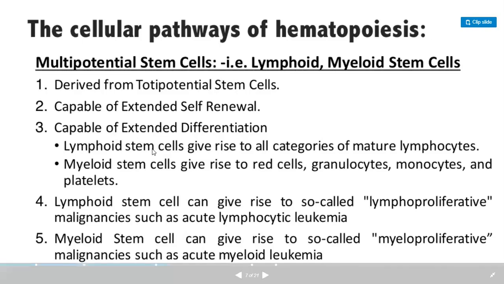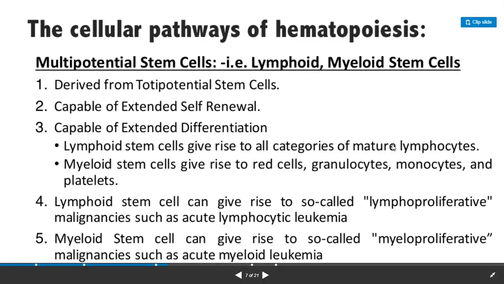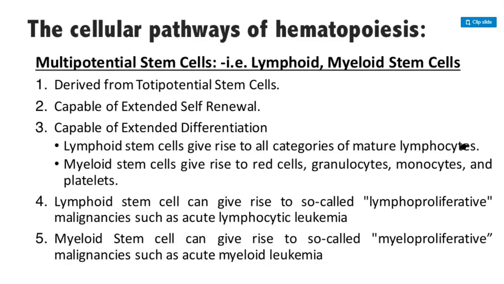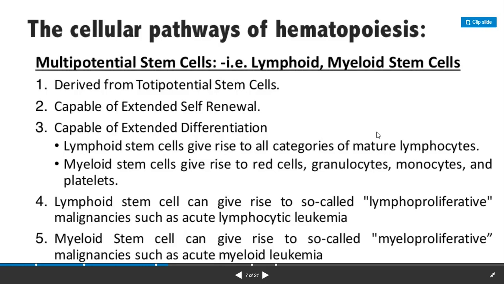Lymphoid stem cells can give rise to all categories of mature lymphocytes. So they can give rise to T lymphocyte, B lymphocyte, helper T lymphocyte, suppressor T lymphocyte, and killer T lymphocyte, but only lymphocytes. While the myeloid stem cells, now pay attention to this one, very important, give rise to red blood cells, granulocytes, that is neutrophil, eosinophil, and basophil, monocytes, and platelets.